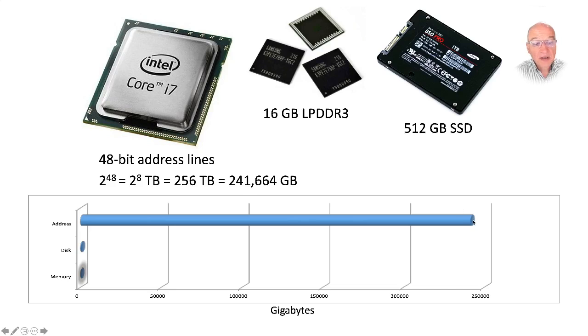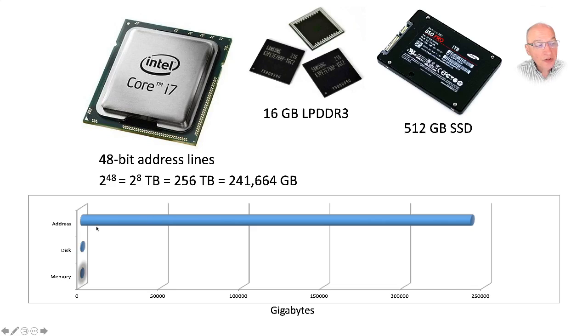This long bar here is the address space. This is the number of bytes that you can access if you have 48-bit address lines. This is the amount of storage that you have in the disks. 512 gigabytes will be this big in comparison with the address space for the memory. And this here would be the amount of memory that you actually have in the processor as main memory. So as you can see, your address space is much larger than the amount of memory that you actually have in the computer.